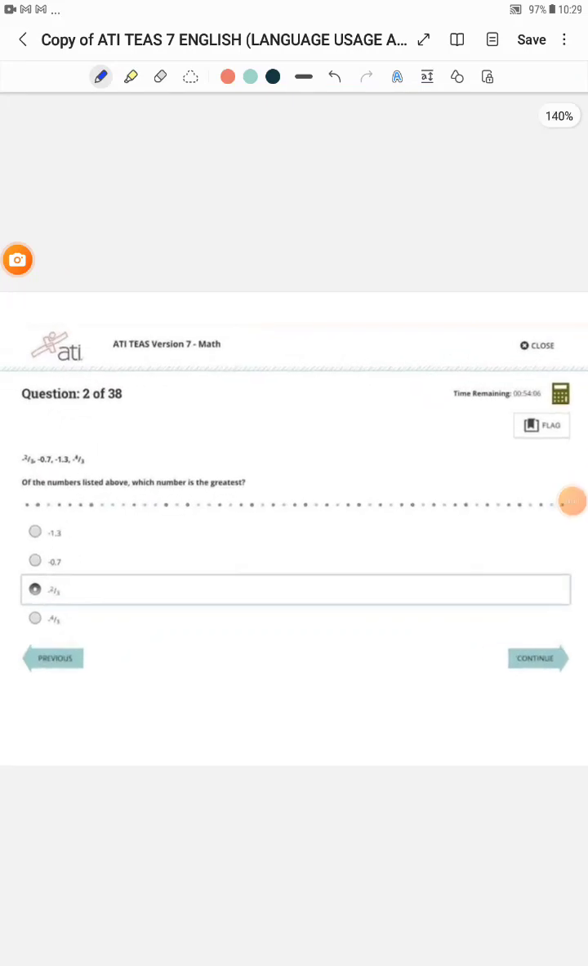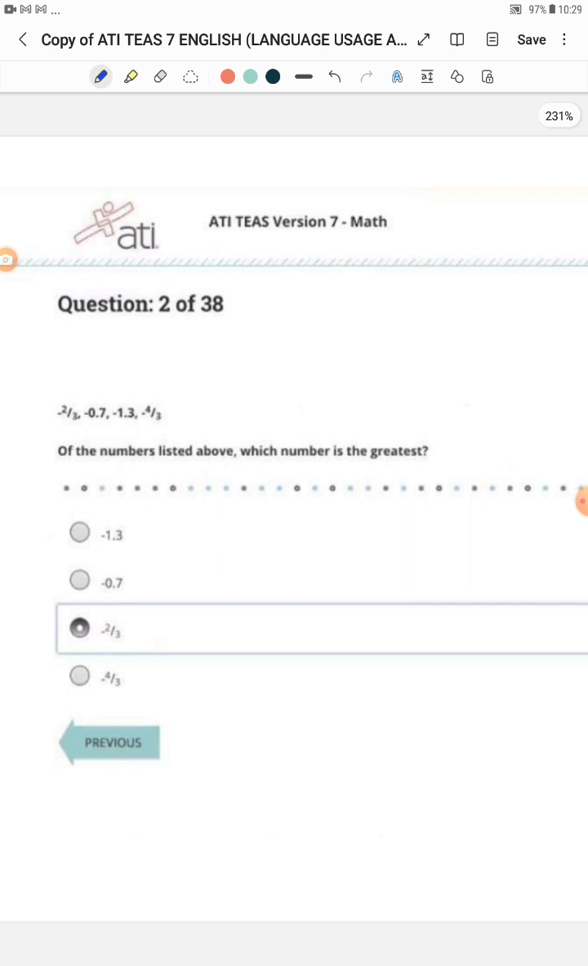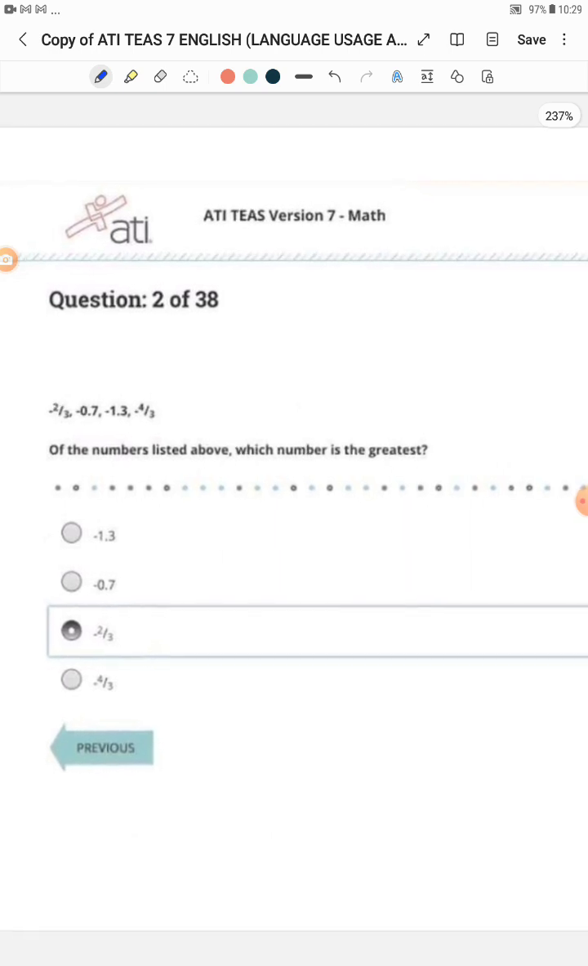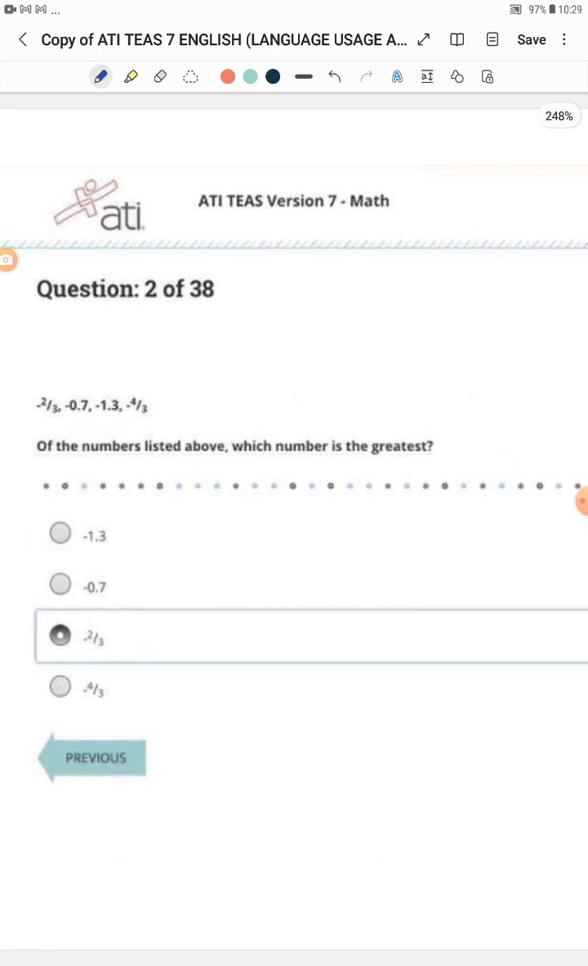So we have number 2. So we have these numbers. Of the numbers listed above, which number is the greatest? Before we can go straight into this, we need to review the knowledge of the number line.